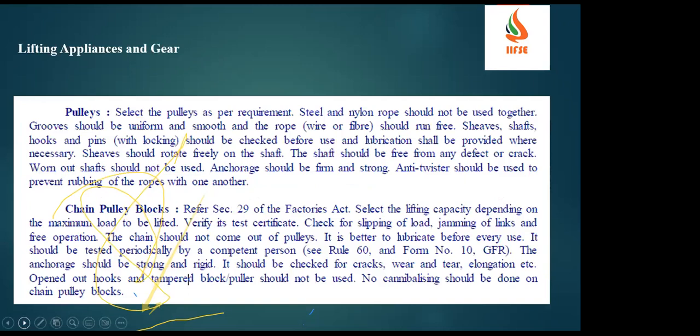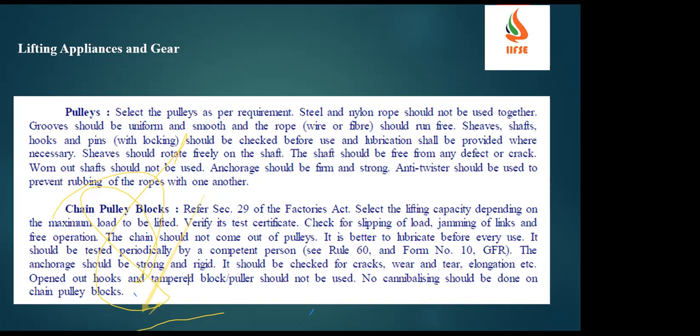If you see lifting appliances, whatever lifting appliances we are using, how do we check them? If it is pulleys, select the pulley as per the requirement, and the steel and nylon rope should be used together. The groove should be uniform and smooth, and the wire or fiber rope should run free. Whatever pulleys they are using, the pulley must take the wire rope or nylon rope and it should go smoothly. And the sheaves and the shafts, hooks and pins with locking should be checked before use, and lubrication shall be provided where it is necessary.